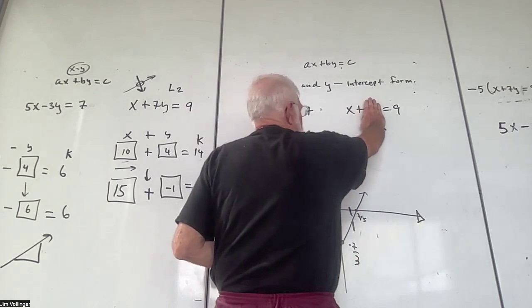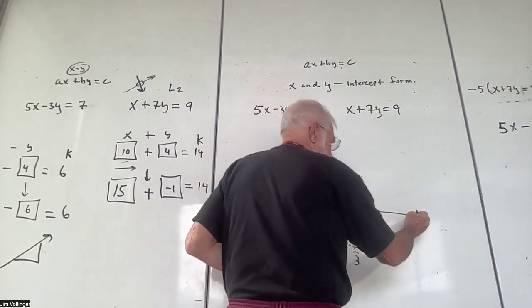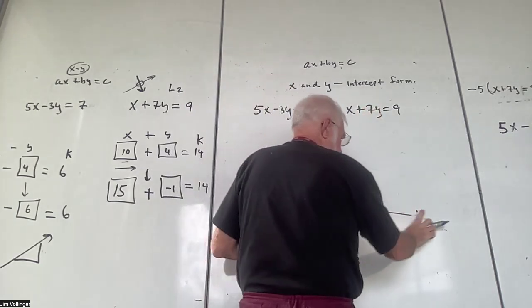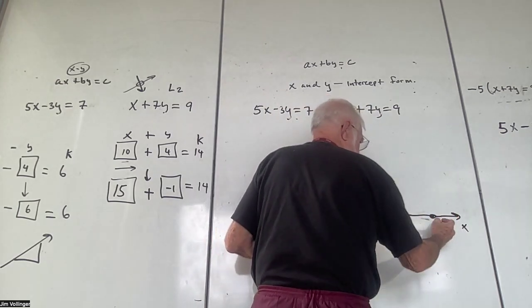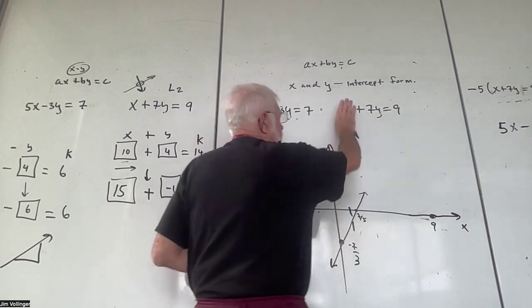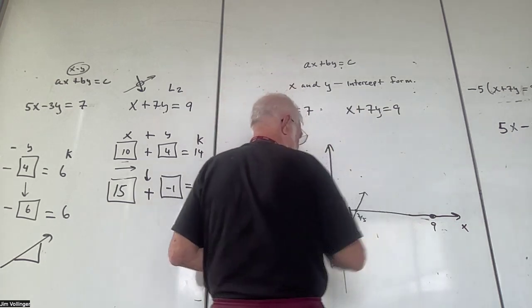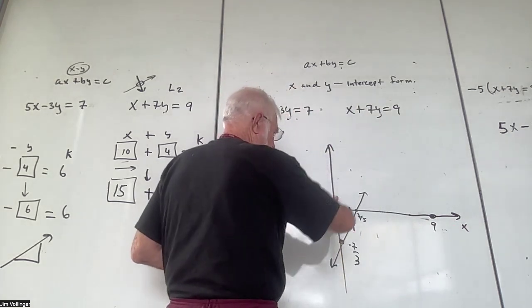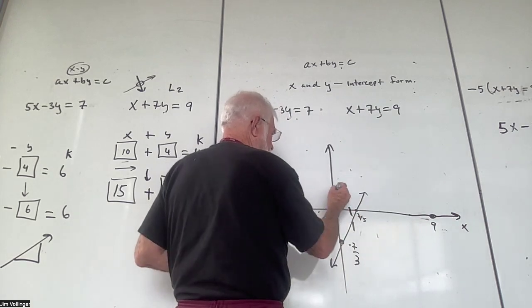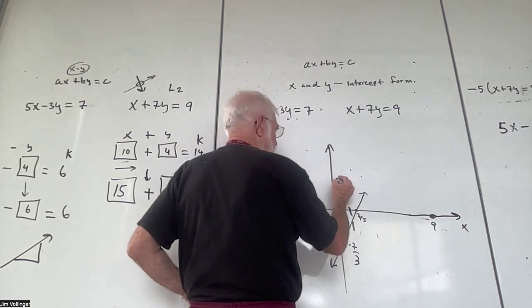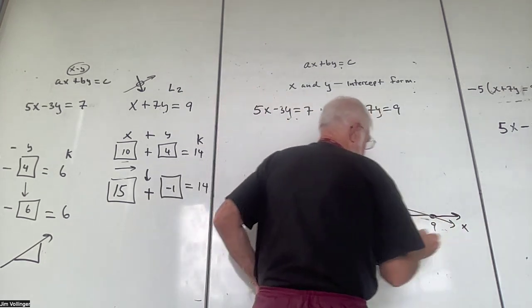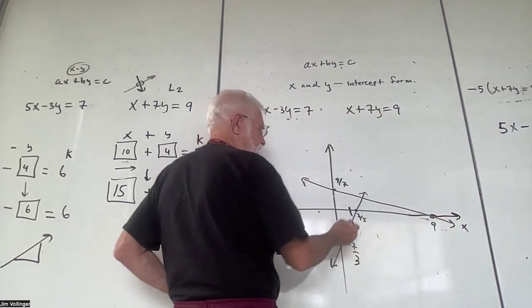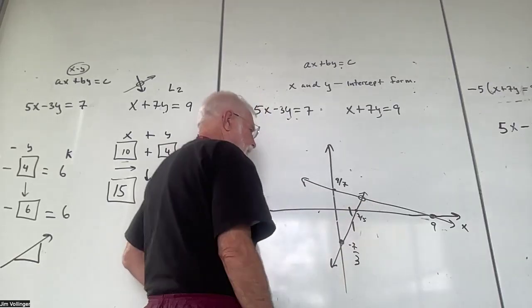Line 2, x equals 9. Well, x is over here. If that's 1, I probably have to go even further, probably out here somewhere on the x-axis. This is 9 for an x-intercept. And my y-intercept is 9/7, a little bit bigger than 1. That's 1, a little bit bigger, might be about here. And so what did I say that was? 9/7 for a y. Connect the dots. And I can see that these intersect in this vicinity.